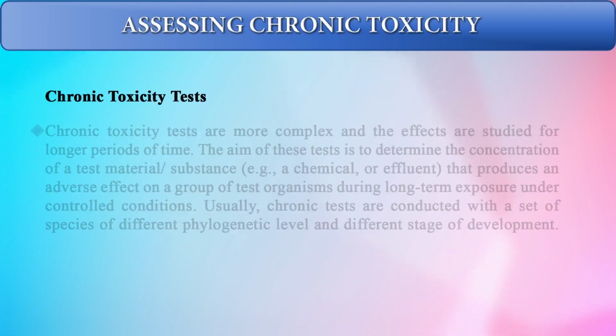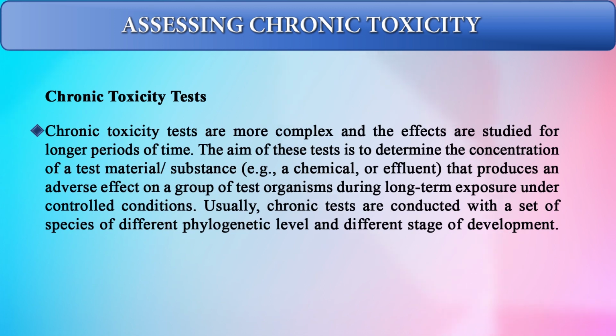Tests assessing chronic toxicity are more complex, and the effects are studied for a longer period of time. The aim of these tests is to determine the concentration of a test material or substance that produces an adverse effect on a group of test organisms during long-term exposure under controlled conditions. Usually, chronic tests are conducted with a set of species of different phylogenetic levels and different stages of development.